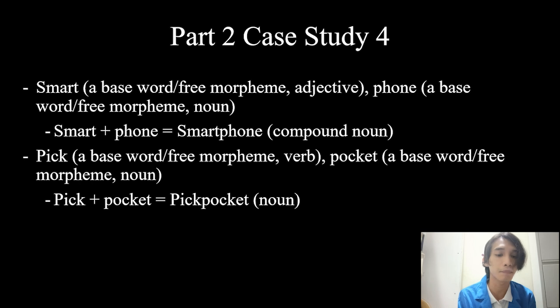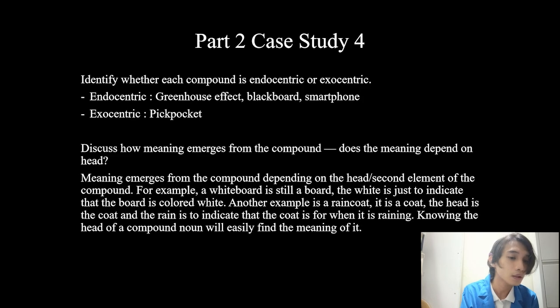And then the last one, pick, is a base word, free morpheme, is a verb. Then pocket, a base word, free morpheme, is a noun. When pick and pocket combine, it becomes pickpocket and it is a noun. Then identify whether each compound is endocentric or exocentric. The endocentric are greenhouse effect, blackboard, and smartphone, while the exocentric is just pickpocket.